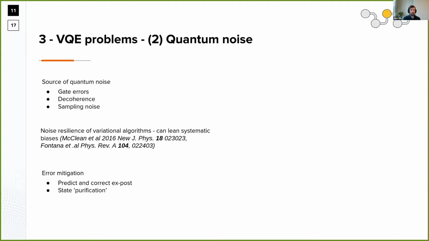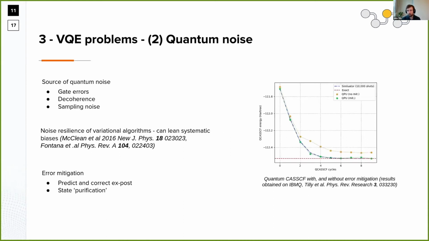And another method is what's called state purification, which is basically using quantum operations to filter quantum noise out of your state. This usually requires quite a lot of additional quantum resources, however, so it remains quite challenging to implement. But just to give you an example of the impact of noise, this is a plot from one of our research projects. Each dot you see is an energy estimation using the variational quantum eigensolver.